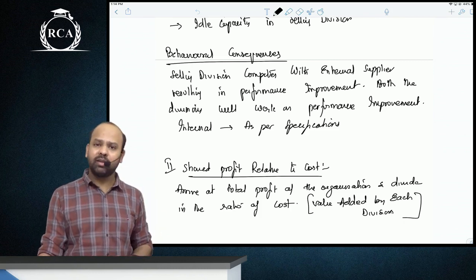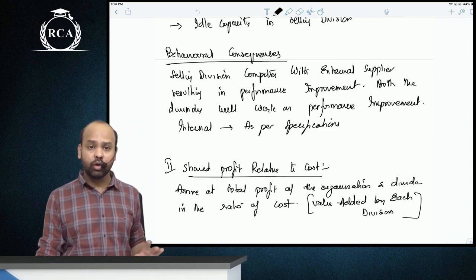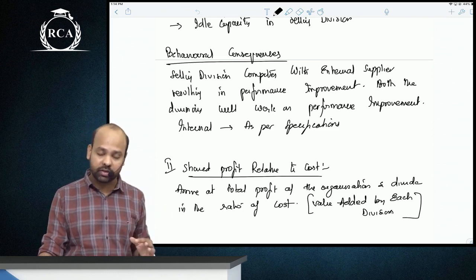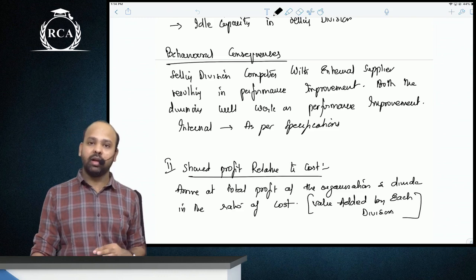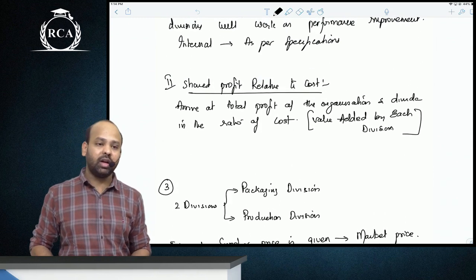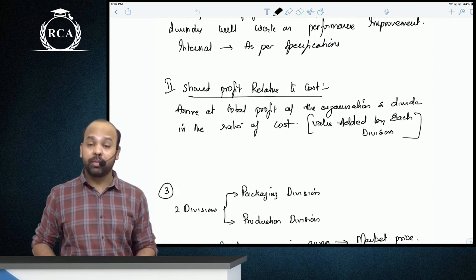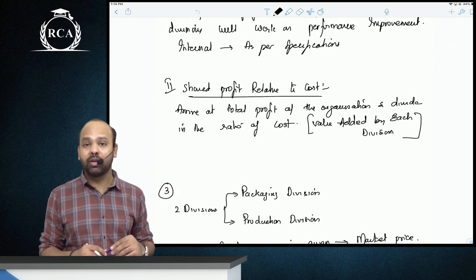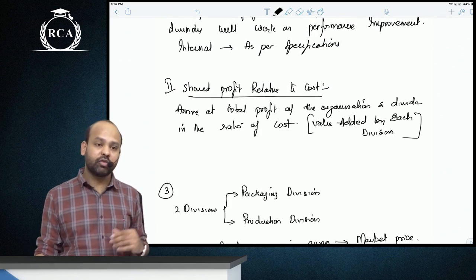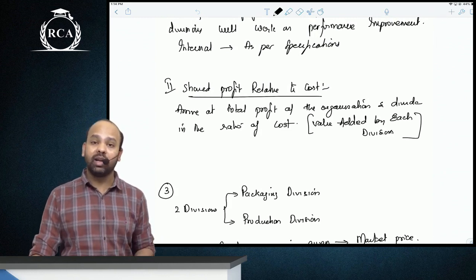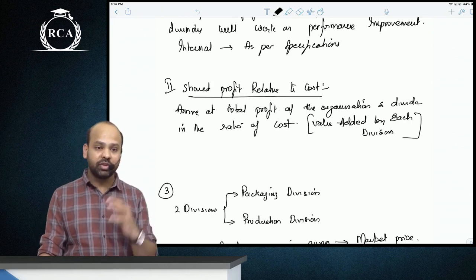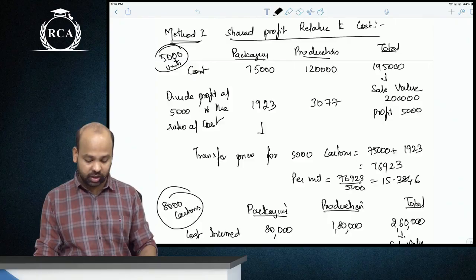So overall, the market-based transfer pricing method is very good when the selling division has a good external demand, and plus remember they are working at full capacity. Then, sharing profit relative to cost. Here we do not have to worry about behavioral consequences. We are simply dividing the total profits of the organization on the basis of costs that each division incurs, the value added by each division.